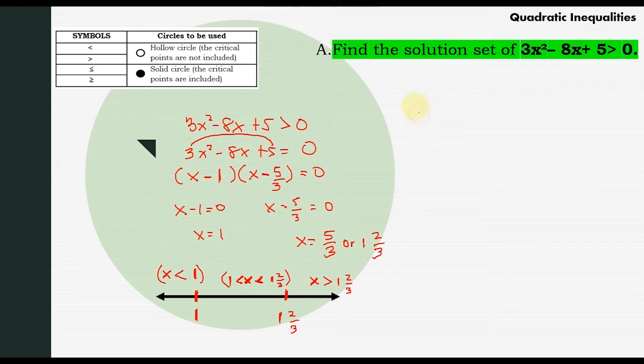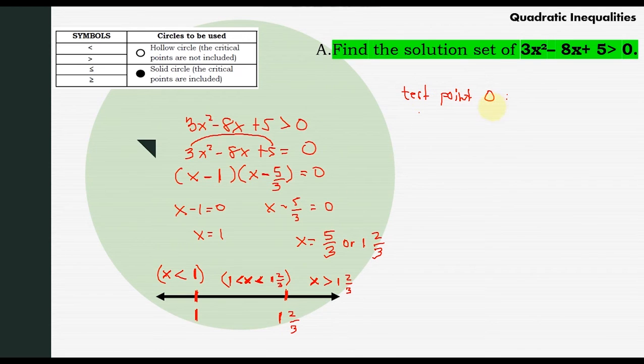So again, if I'm going to test here, first let's pick a number that is less than 1. A number less than 1 is, maybe I can choose 0. So let's have our test point as 0.